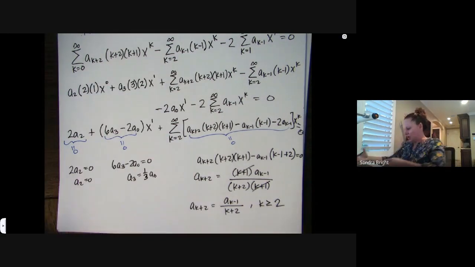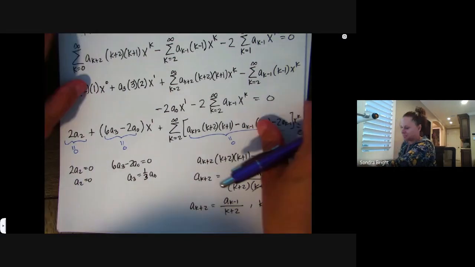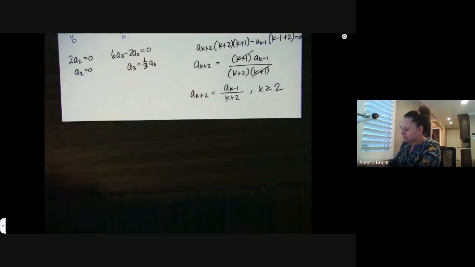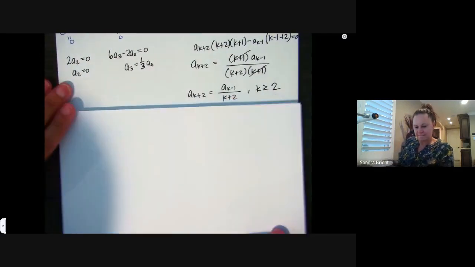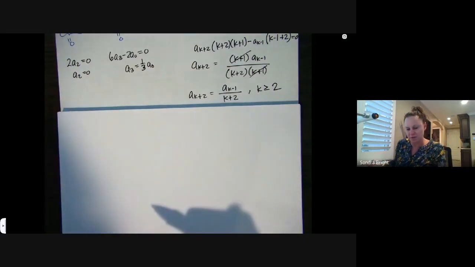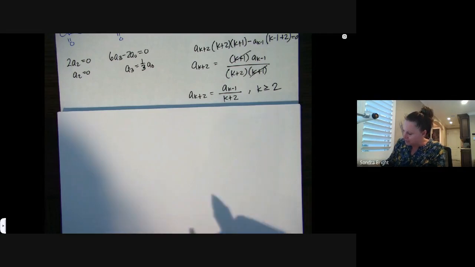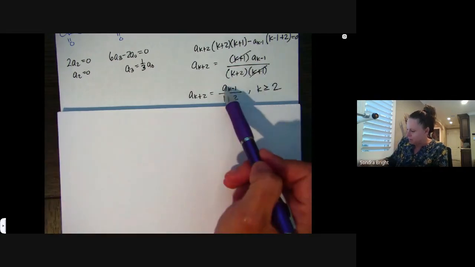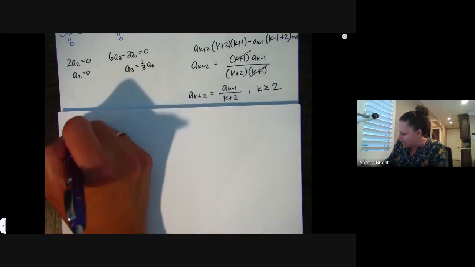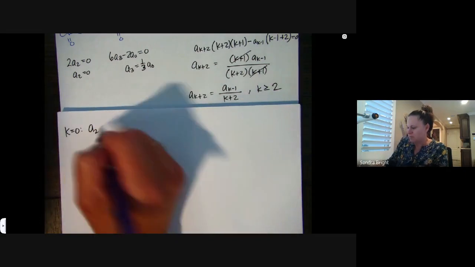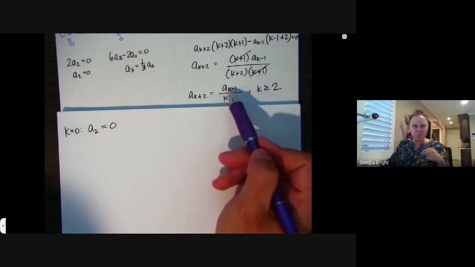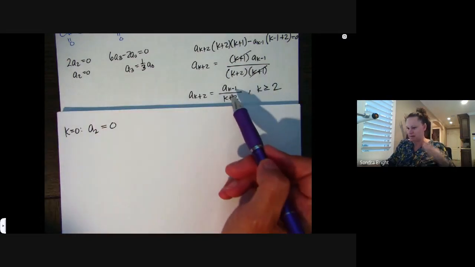Okay, so let's write them out. Those are our patterns. Split up the k equals 0. When k equals 0, it doesn't make any sense because you would have a negative 1. You would have a2, but we figured out a2 is 0. If you plug it in, you'll have an a sub negative 1, and that doesn't make sense. There's not a negative 1 term.